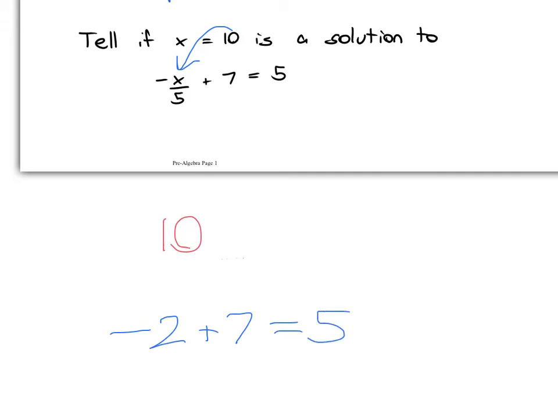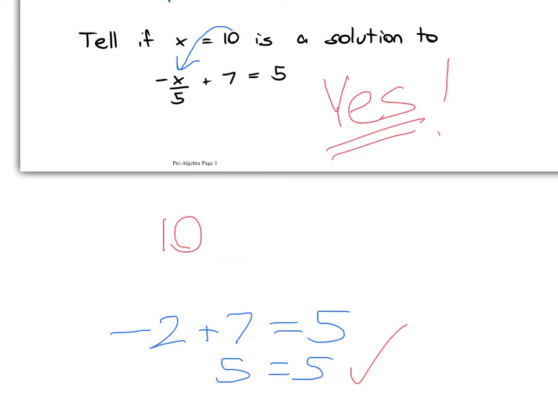And we got to figure out, is this a true statement? Negative 2 plus 7 equals 5. Yes, 5 does equal 5. So we know we got it right, which means to answer the question, if x is equal to 10, is the solution? The answer is a resounding and positive yes, it is, because x equals 10. 10 makes the equation true. If you used any other number besides 10, it wouldn't have worked.